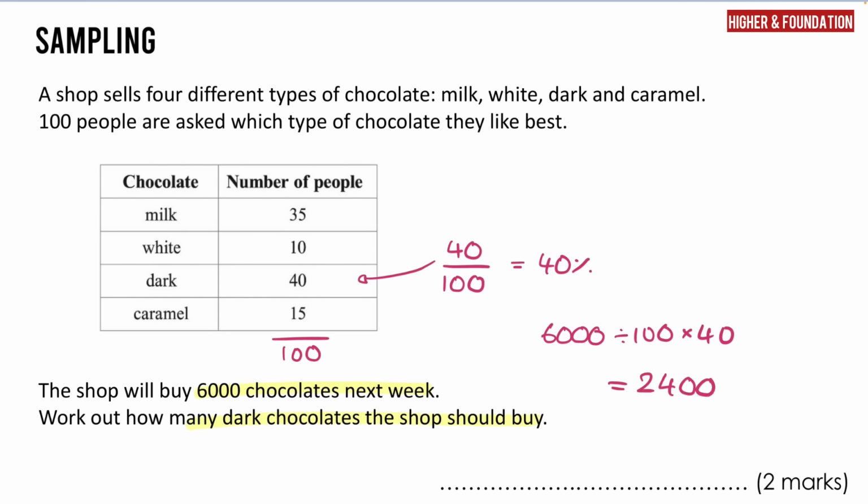Or I could do 6,000 and I could just times it by 0.4 or 0.40, depending on how you want to write it. And that'd be working it out as a percentage. And there we go, my answer comes out as 2,400. And that is looking at some sampling. Now, of course, sometimes we make assumptions when doing this sample, and we are making an assumption here. We are assuming that the sample represents the rest of the people that are going to come and buy these chocolates. But there we go, there is some sampling.